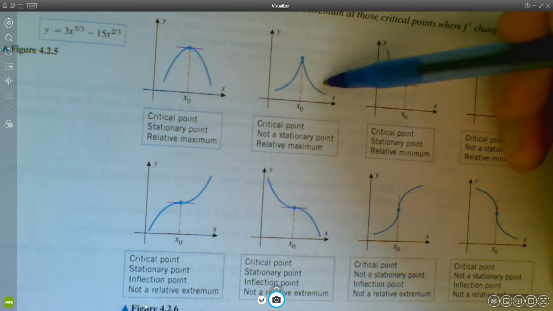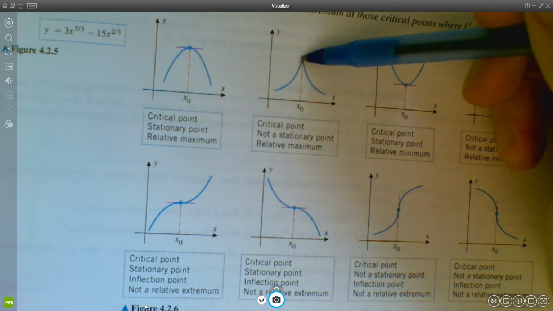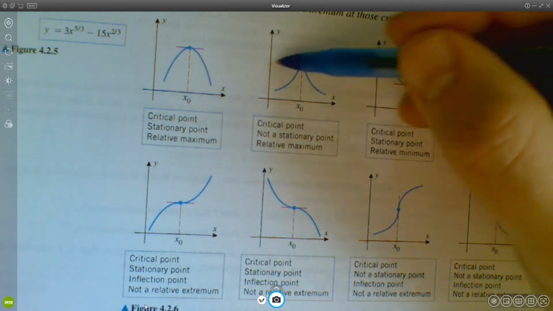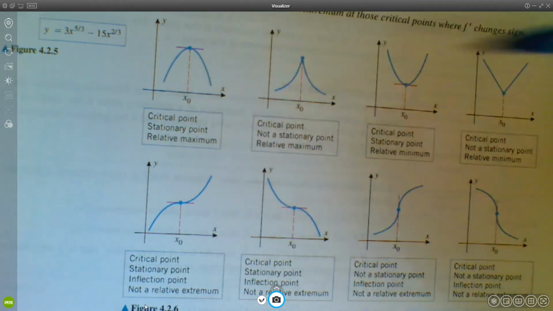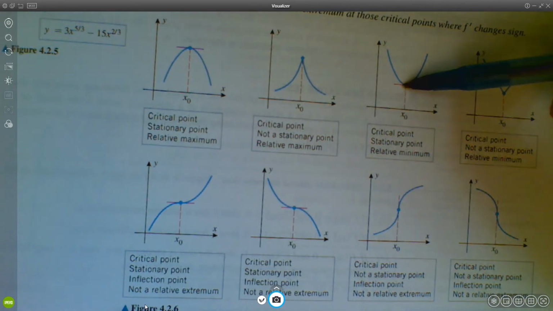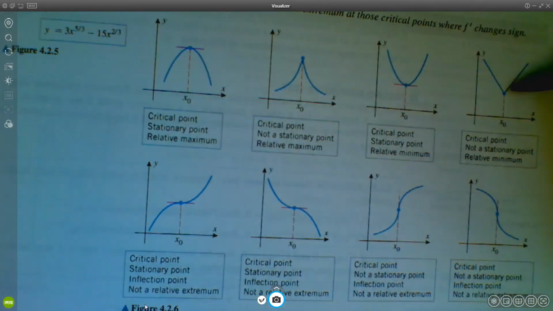Here you have a critical point. It's not a stationary point. It's a cusp, and so it's a place where the function is not differentiable. Okay, and it also happens to be a relative maximum. So you've got a relative maximum, relative maximum. Similarly, here you've got a relative minimum and a relative minimum at these, in this case, a stationary point, and in this case, a place where the function is not differentiable.